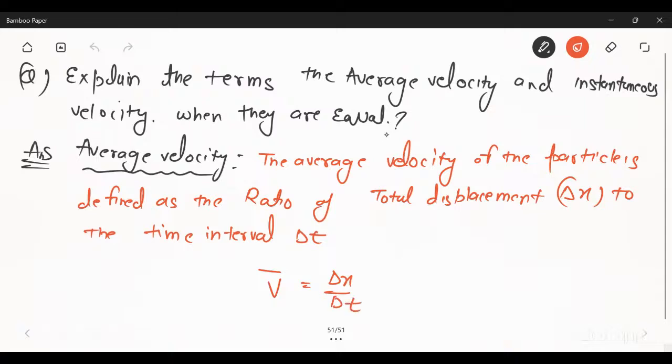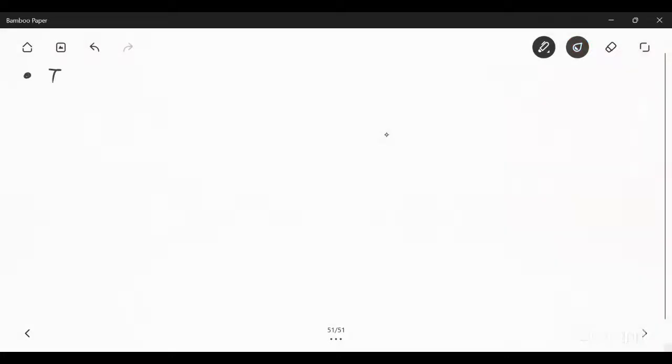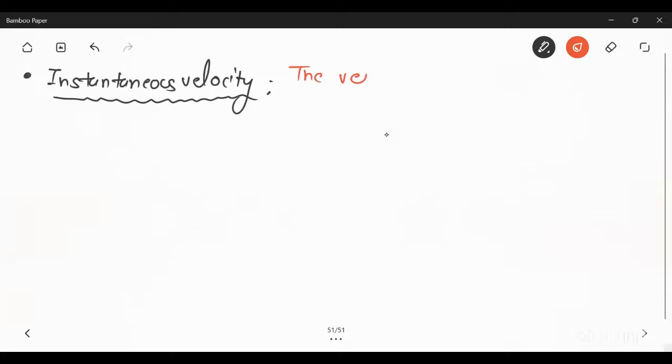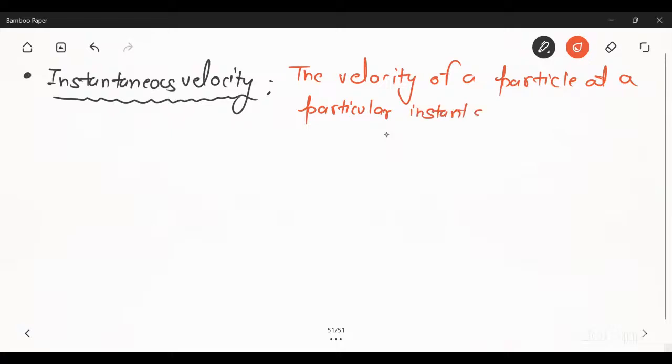Now next is your instantaneous velocity. So what is instantaneous velocity? When the time duration is very short, the ratio of displacement upon time at that time is known as the instantaneous velocity. So the velocity of a particle at a particular instant of time is known as instantaneous velocity.